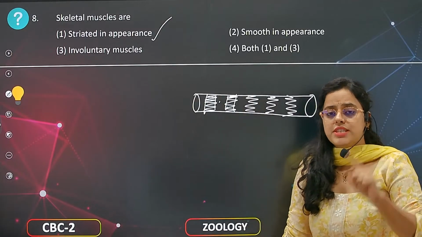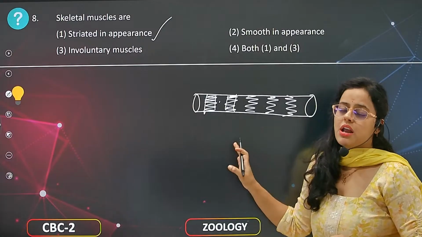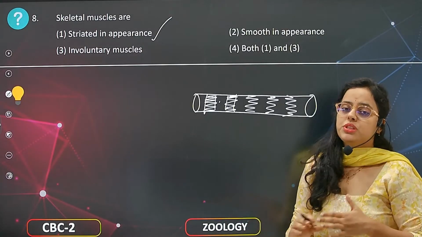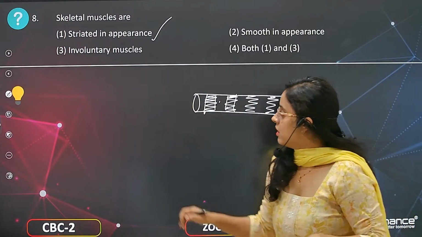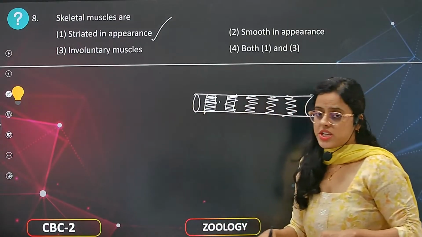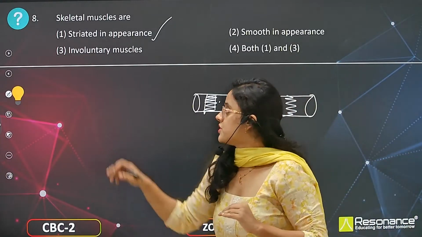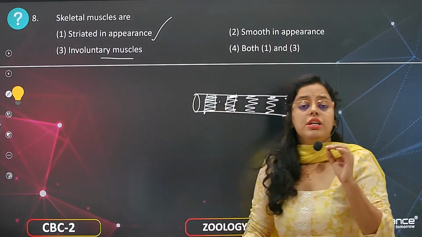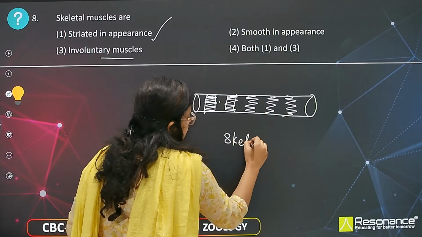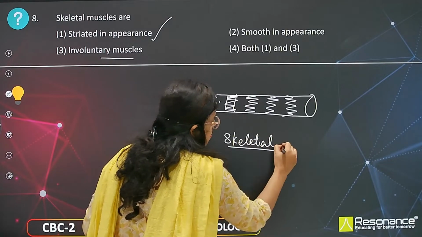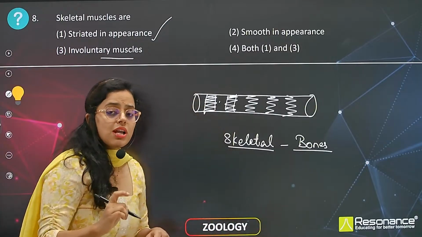Now what about the second? Smooth in appearance. They don't appear smooth. The smooth appearance belongs to smooth muscles which have a fusiform shape. Because of these striations, skeletal muscles are rough in texture. Involuntary muscles: the striated muscles are called skeletal muscles because they are joined to the bones. These muscles are attached to the bones. That is the reason they are called skeletal muscles.